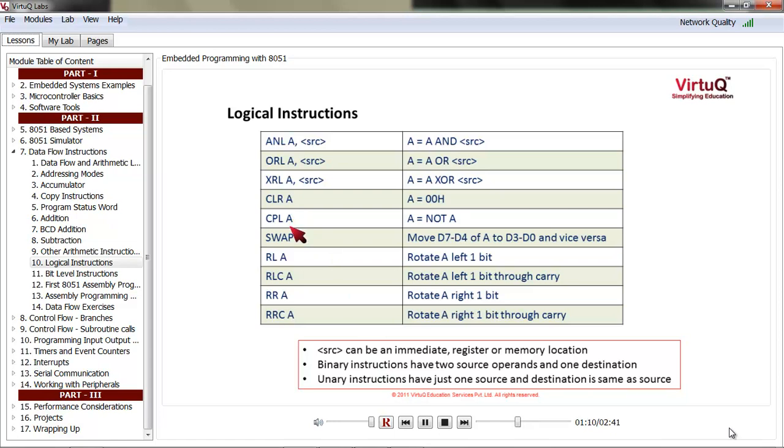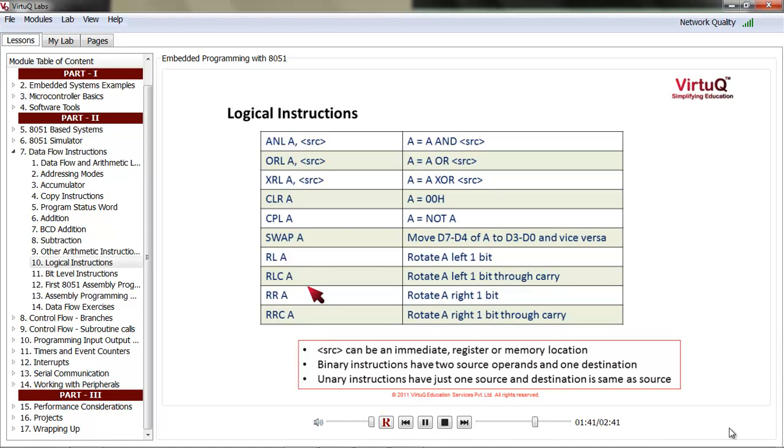Next one is complement accumulator. It will complement the value within the accumulator. Then we have the swap instruction. In case of the swap instruction, the lower and upper nibbles will be exchanged. That means D7 to D4 bits will be moved to lower positions, and D3 to D0 will be moved to upper positions. Then we have four different categories of rotate or shift instructions.